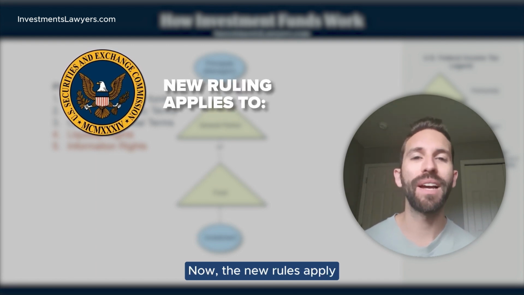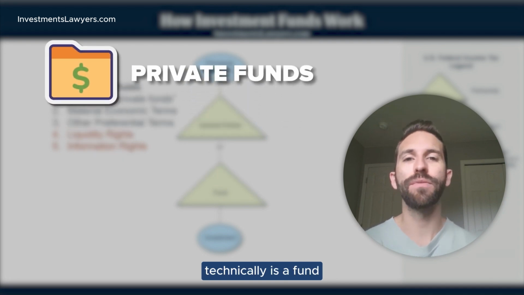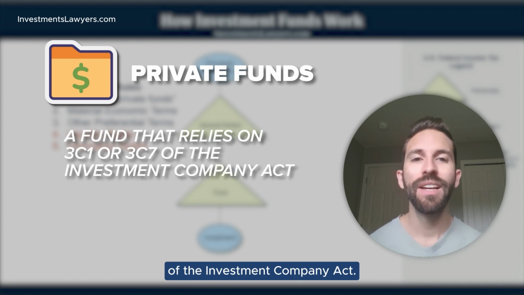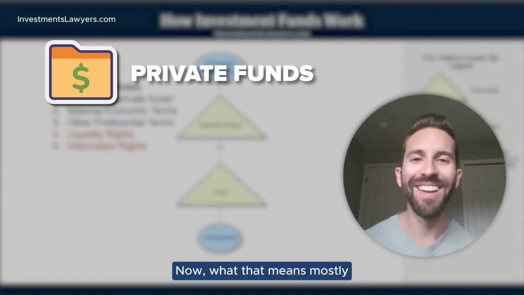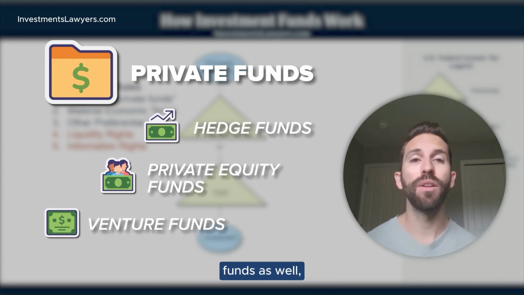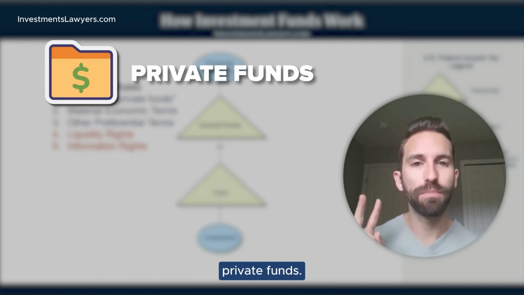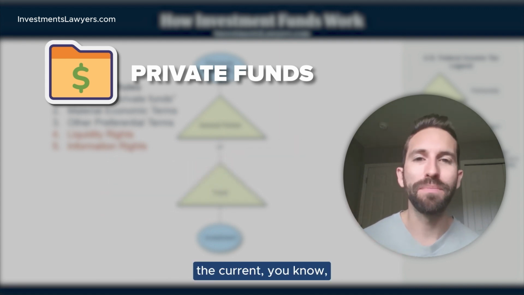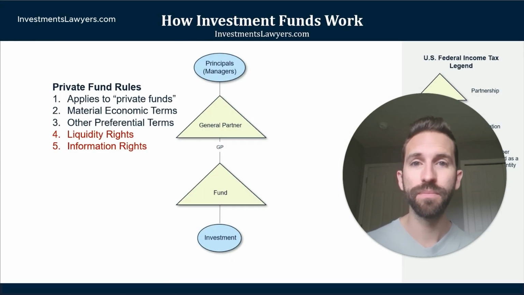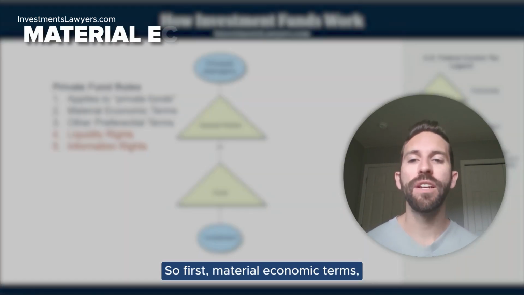Now, the new rules apply to what are called private funds. And a private fund, technically, is a fund that relies on 3C1 or 3C7 of the Investment Company Act. Now, what that means mostly is hedge funds, private equity funds, and venture funds, debt funds as well, but not real estate funds. Real estate funds are typically not private funds, and so the current understanding is that these rules that I'm about to talk about do not apply to real estate funds, but they do to basically all these other types of funds.